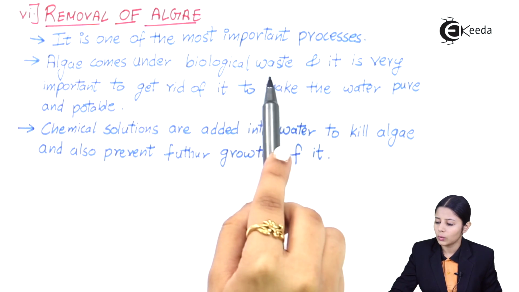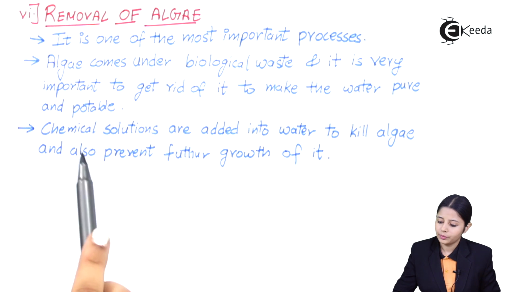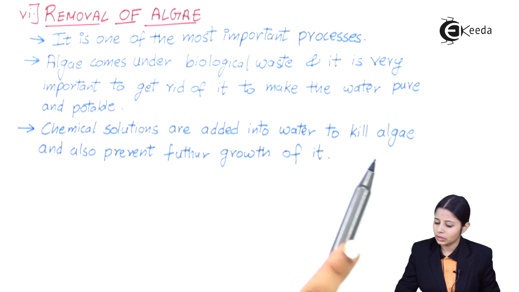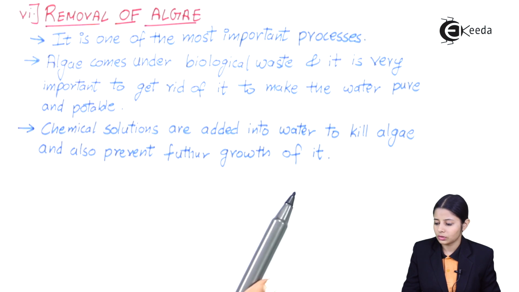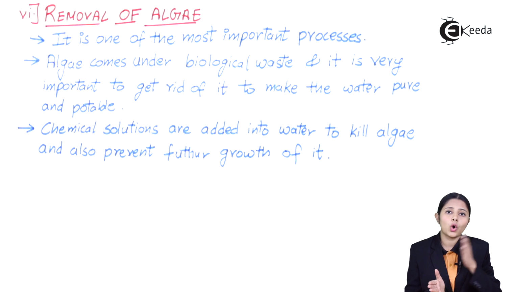Algae comes under biological waste and it is very important to get rid of it to make the water pure and potable. Chemical solutions are added into water to kill algae and also prevent further growth of it. So how do we do it? We make chemical solutions, and these chemical solutions are extremely harmful for algae. But these chemical solutions won't be harmful for a human body or living organisms. And these are sprayed into water or mixed with water which needs purification. This helps two things. It will kill all the algae which is already present in the water, and it will make sure that the algae doesn't reproduce itself or the growth of algae doesn't start all over again.